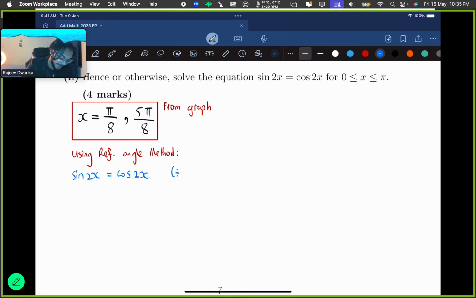Let me continue, right? Remember, with these questions, I would always advise you to end up in a situation where you have one trig and you can solve for one trig. What I could do is divide both sides by cos 2x. If I divide both sides by cos 2x, I'm going to end up with sine 2x over cos 2x, which is tan 2x, and this could be 1. Do I have one trig now?